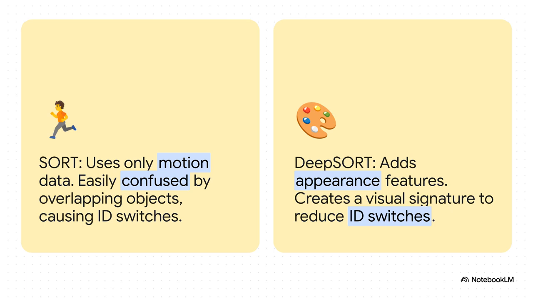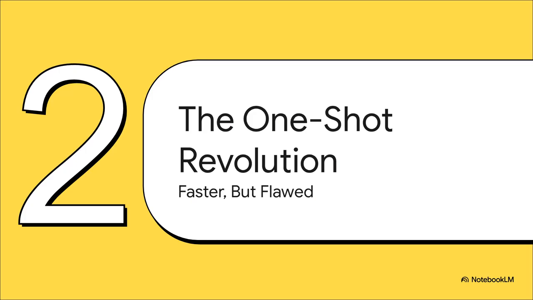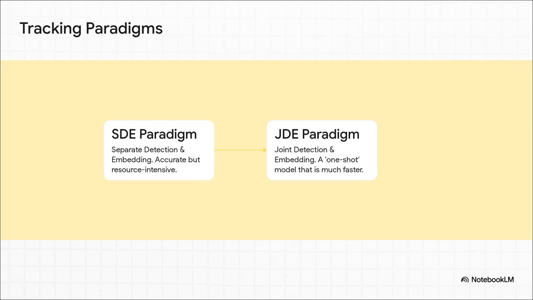That's a huge problem. So then came DeepSORT, which added a totally crucial second layer, appearance. It basically taught the tracker how to tell the difference between, say, a red jacket and a blue one. Okay, so this two-step process. First you detect, then you identify. It worked, but man, was it slow. So the next big leap forward was to try and do everything all at once. This new one-shot idea, or JDE, was a real game changer. Models like FairMOT used it, and suddenly, real-time tracking was actually possible.